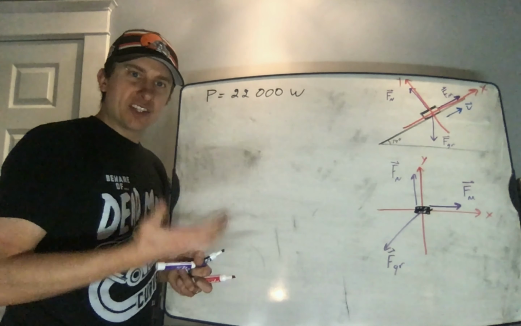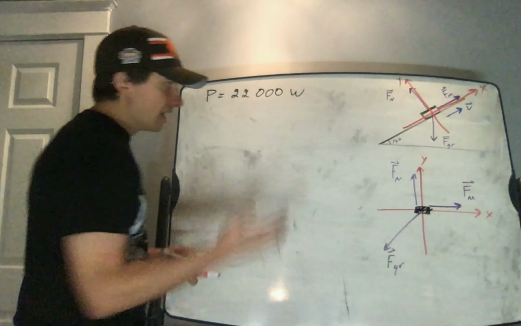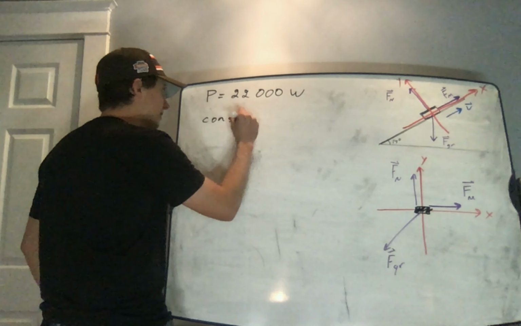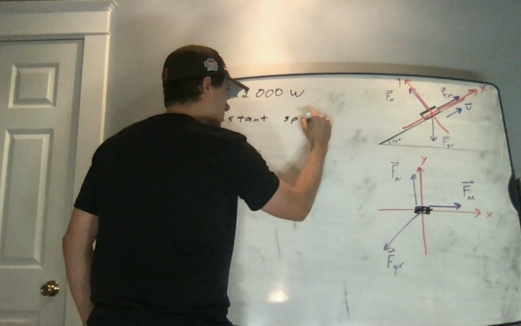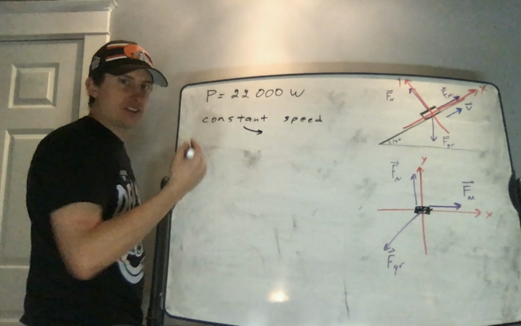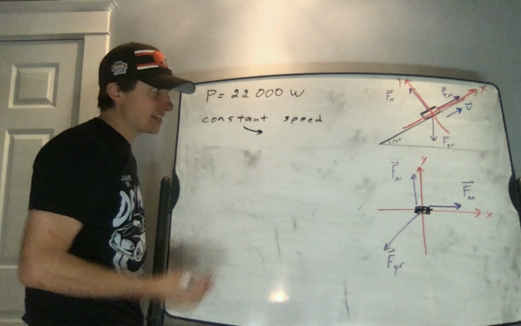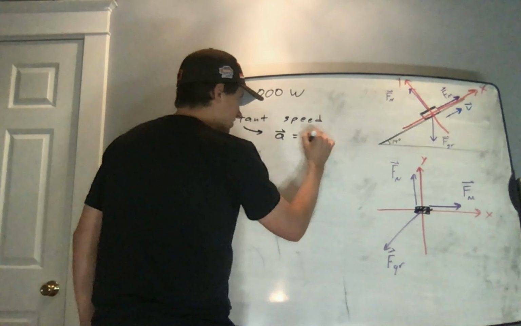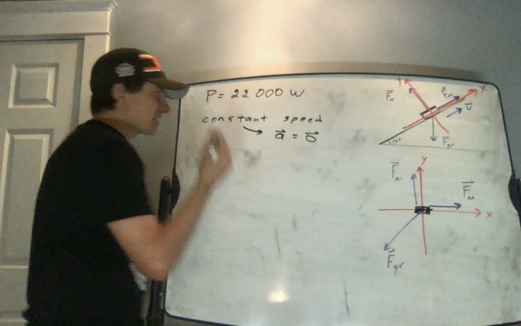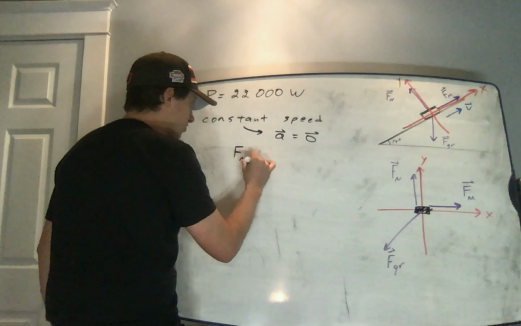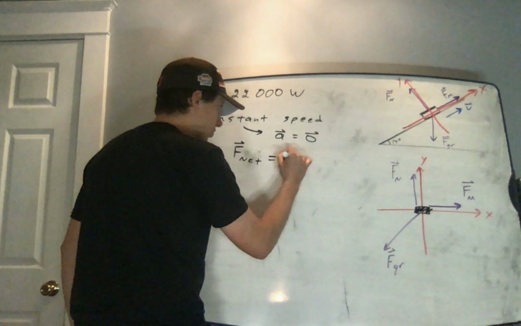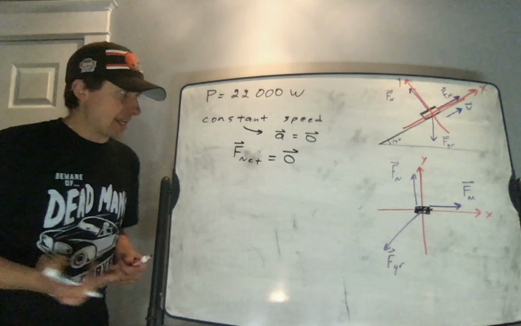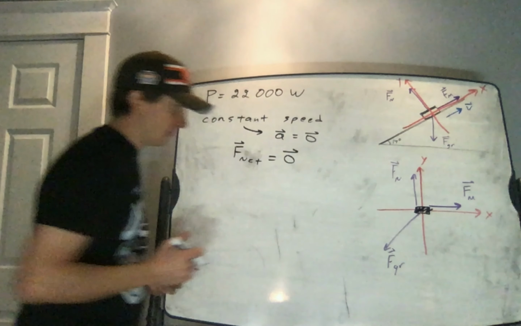Now, I know that because the skiers are moving at constant speed, these forces have to sum to 0. We were told constant speed. That basically tells me that because the skiers are moving with a constant velocity, they're not changing their direction and they're not changing their speed, the acceleration of the skiers will be 0. And because the acceleration of the skiers is 0, I could say the net force on the skiers is also going to be 0.